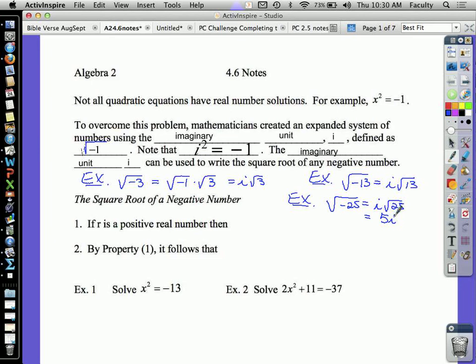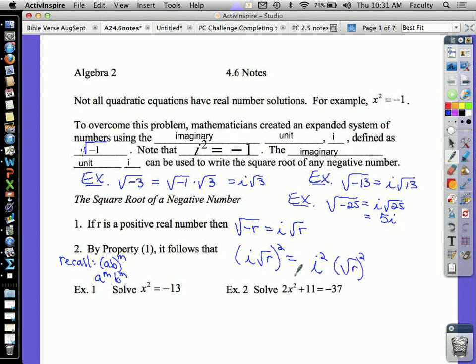If r is a positive real number, then the square root of negative r is just i square root r. Then it follows that if I have i square root r and I square it, I'm going to use an exponent property from Algebra 1 that says if I have a times b to the m power, it's a to the m times b to the m. So this is i squared times the square root of r squared.